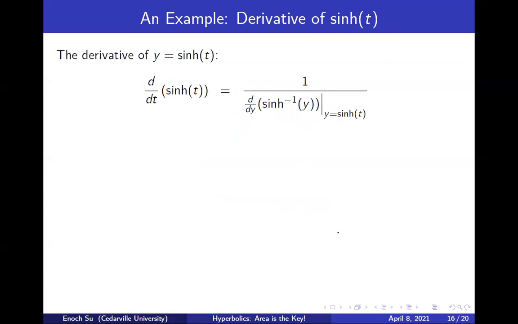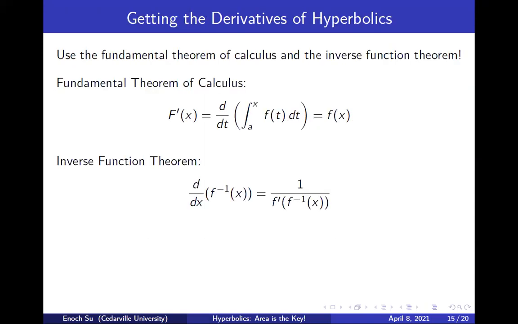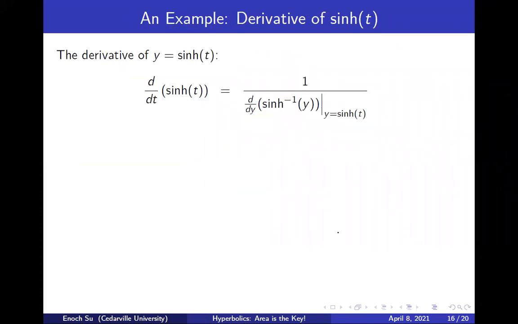Okay. So now we're going to take the derivative of y equals sinh of t. So we take the derivative of sinh of t, which in this previous slide is our inverse function. And then our f prime is going to be this arc sinh function because these two undo each other. And we have d/dt of sinh t equals 1 over the derivative with respect to y of arc sinh of y, where we evaluate y at sinh of t.